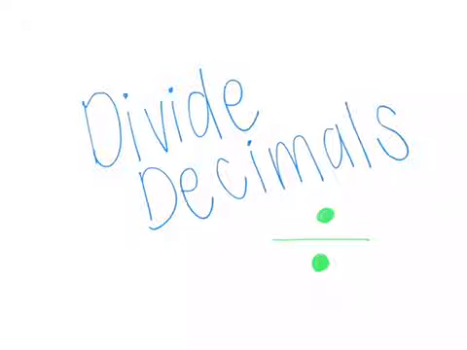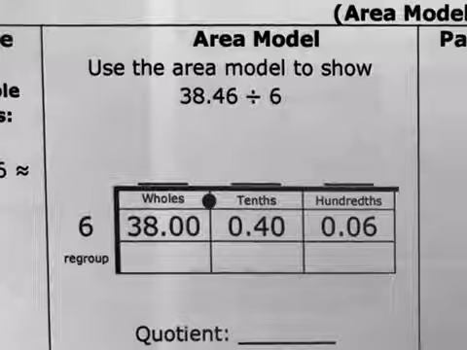Hey boys and girls, today we're going to be learning about how to divide decimals using 3 different strategies. We're going to look at estimating, using the area model, partial quotients, and using the standard algorithm. Alright guys, so we're going to start out here with using the area model.